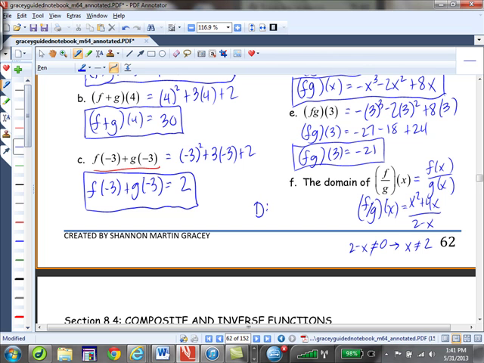So the domain will be minus infinity to 2, remember parentheses, union, 2 to infinity. And we are all set.